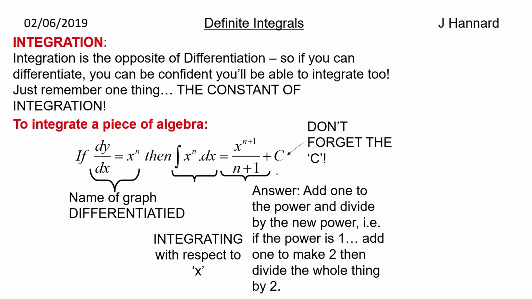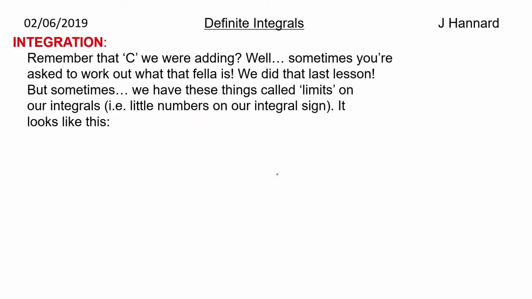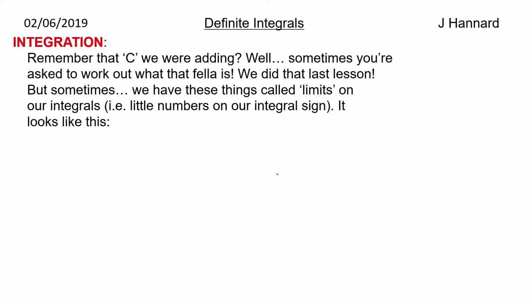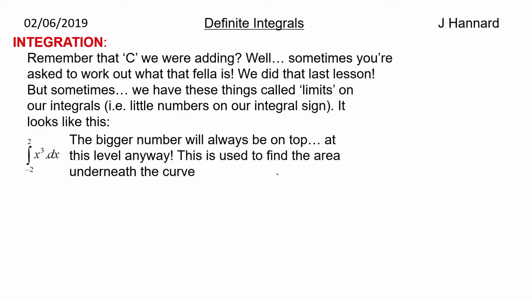That is just a recap of what we did last time out. So remember that c fella that we were adding? Well, sometimes you're asked to work out what it is, and we did that in the last lesson. But sometimes we have things called limits on our integrals, little numbers on the integral sign, and it looks a little bit like this. So there you can see the limits are -2 and 2, so that says to me calculate the integral between -2 and 2 of x cubed dx. This time we can be a bit more sloppy with our c. The bigger number will always be on top at this level anyway, and I don't think I've ever come across an integral where it's the opposite way around, but hey ho.